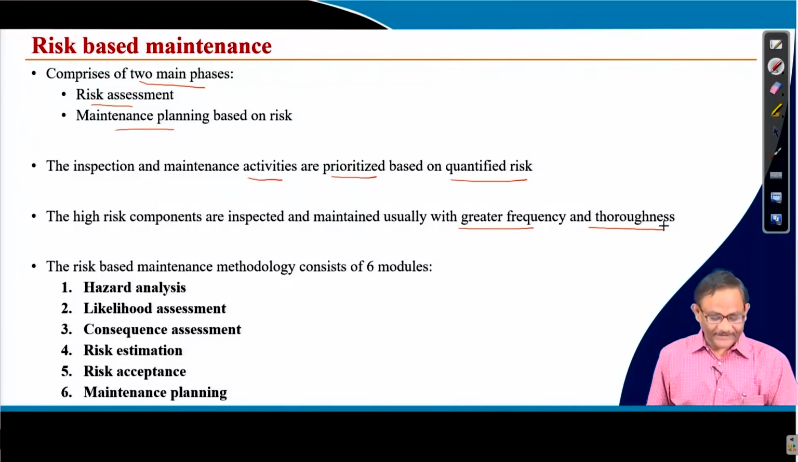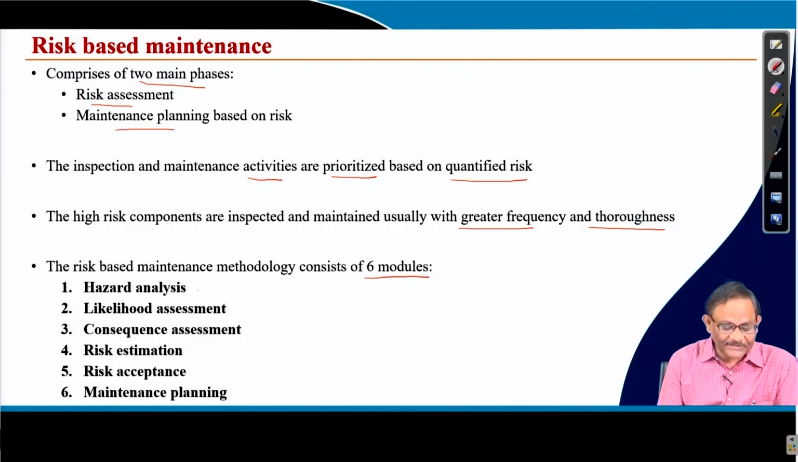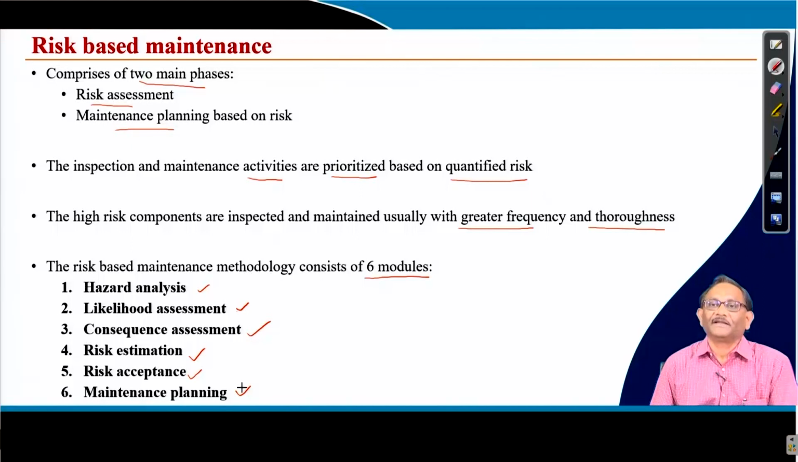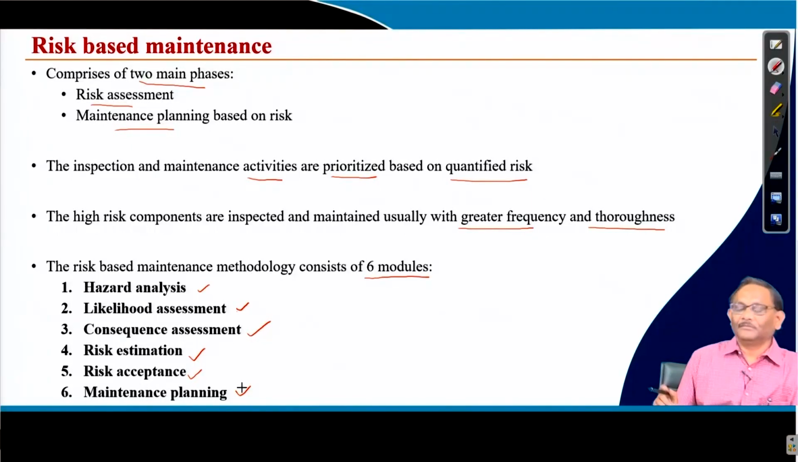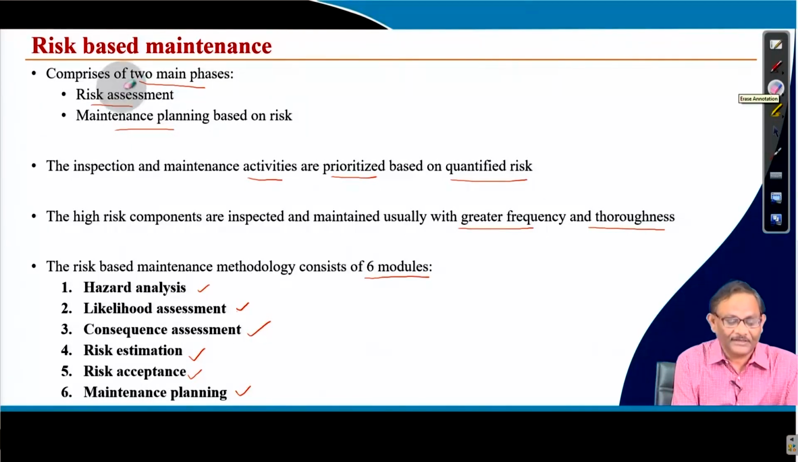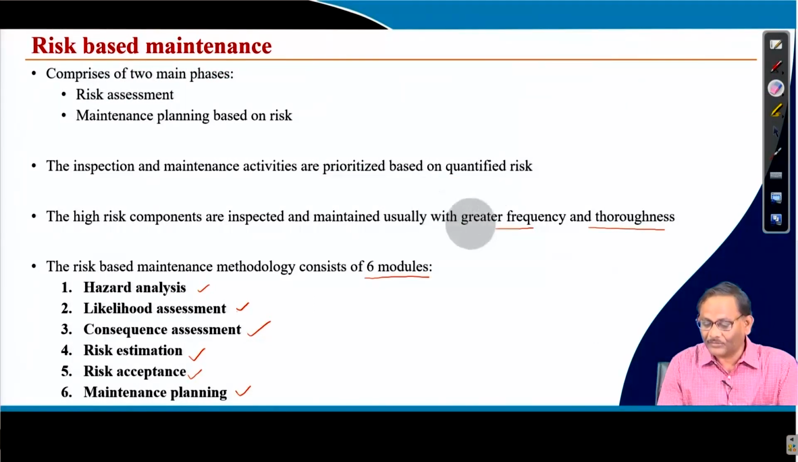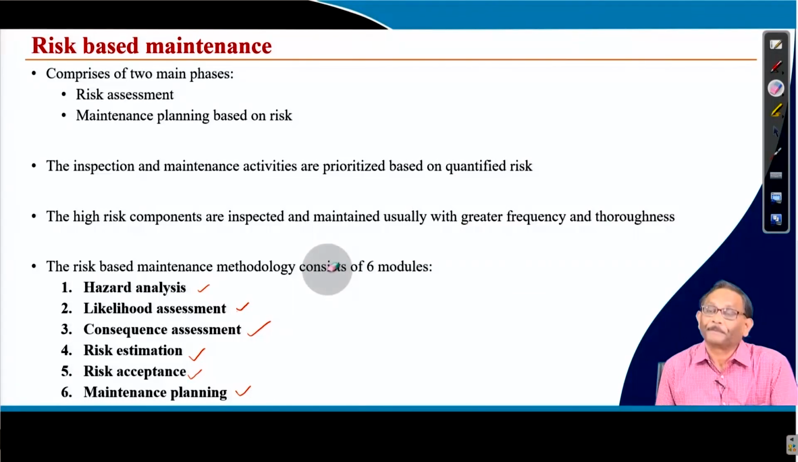Now if you want to say what are the different modules under risk based maintenance, we say 6 modules. First is hazard analysis, then you find out the likelihood assessment, consequence assessment, risk estimation, risk acceptance, maintenance planning. These are all the things you have gone through. It is not that you don't know what is hazard analysis or what is likelihood or probability of failure. Everything you know. So risk acceptance also I have discussed.